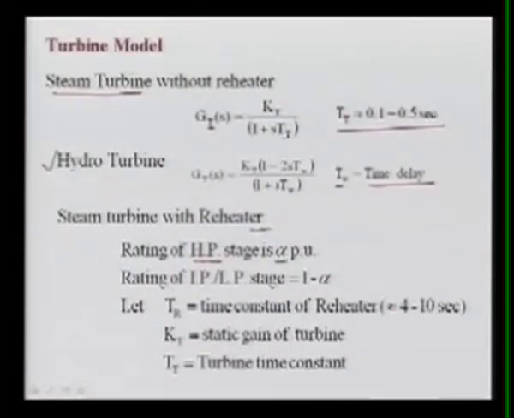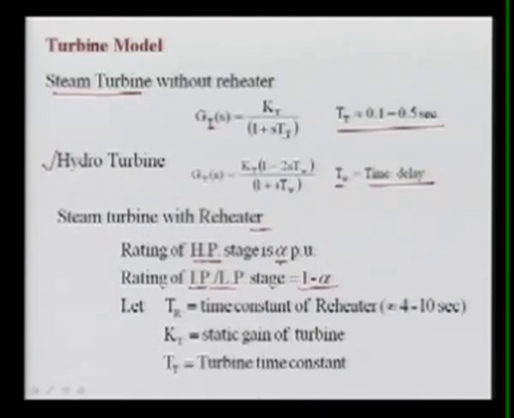If the total power rating of the turbine is unity, then I can say the rating of the IP and LP stages is 1 minus alpha. So the total is 1 per unit. If you add alpha and 1 minus alpha, you will get unity. It means that if the total rating in per unit is 1, then the HP stage has alpha per unit, and the remaining stages, IP and LP, have 1 minus alpha.